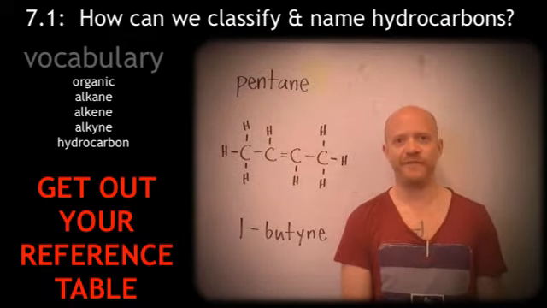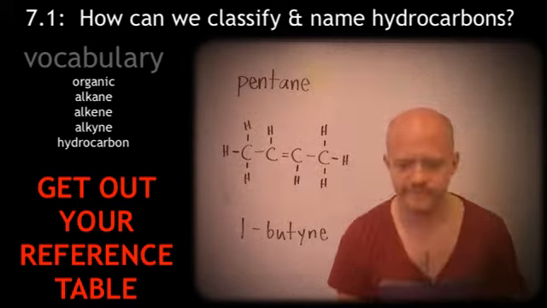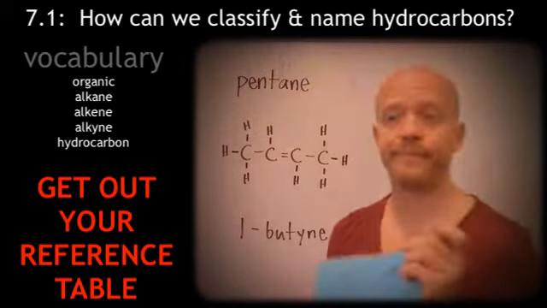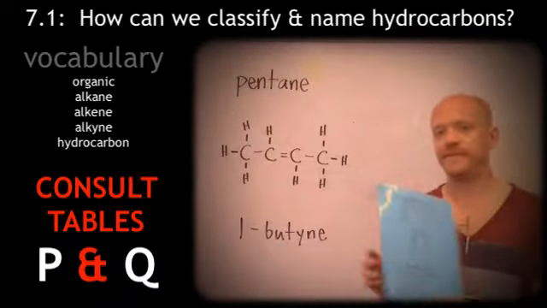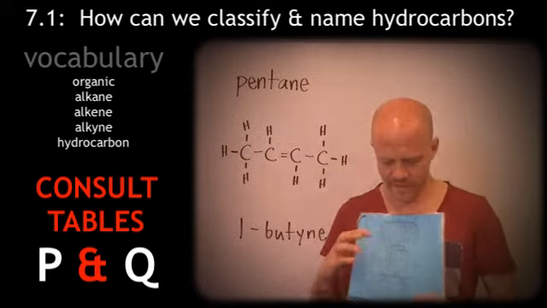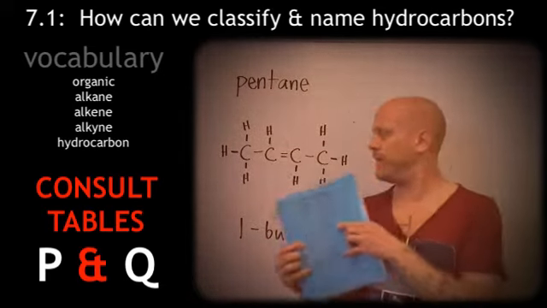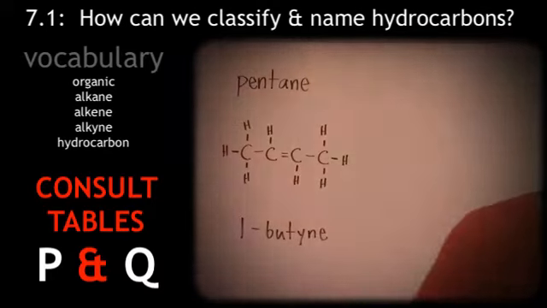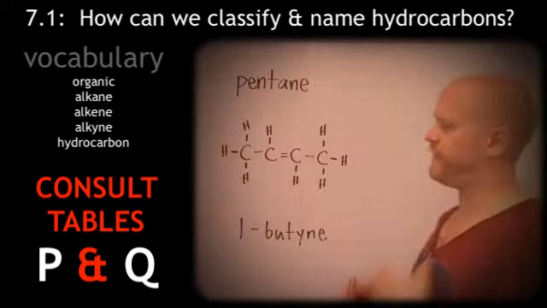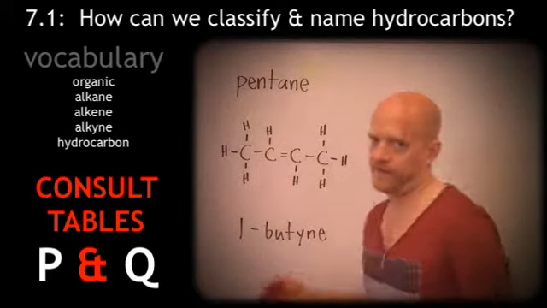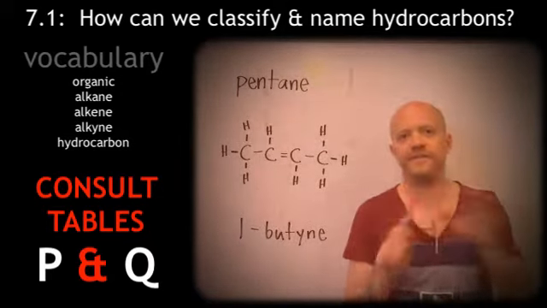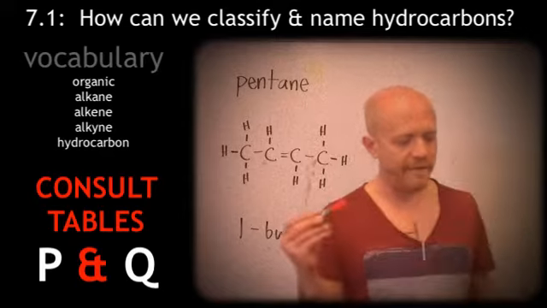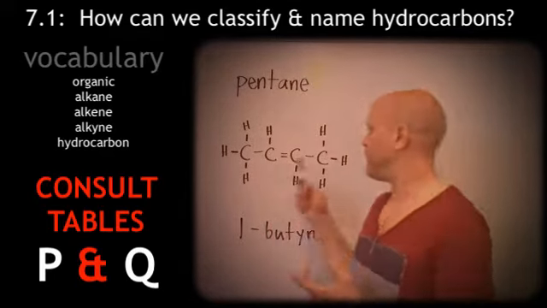Good, I'm hoping you got your reference tables, because I got mine. Now, we're going to open it up to table P and table Q. For this activity, until later on in the week, we'll be looking at P and Q. So get that out. Basically, what we're going to do is figure out how to name organic compounds. We have the naming, and then we also have the drawing.